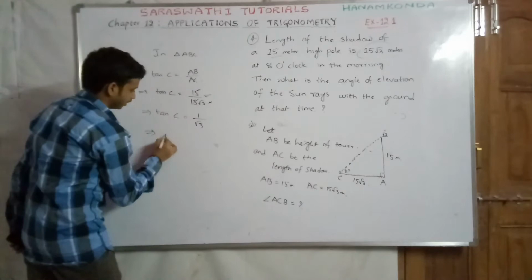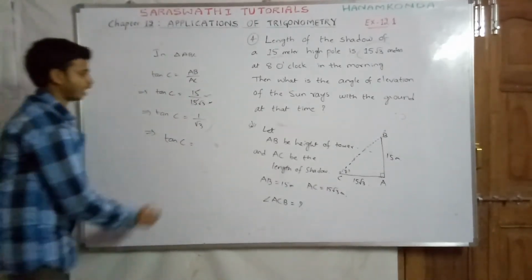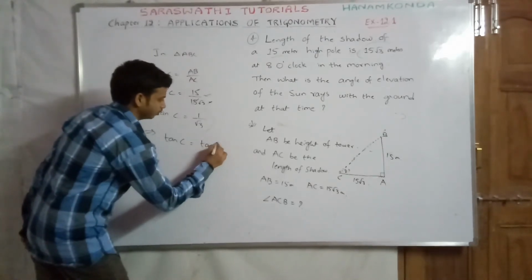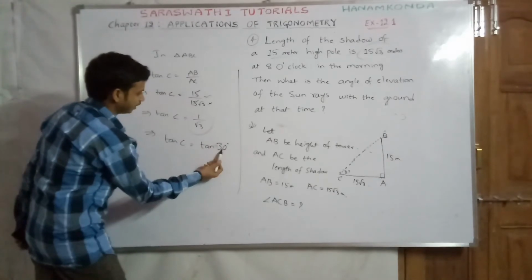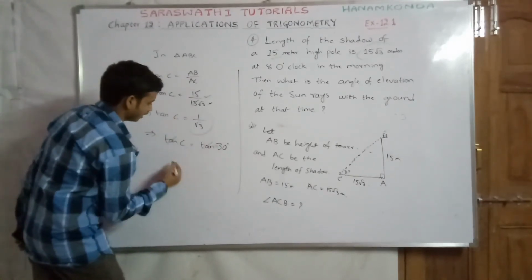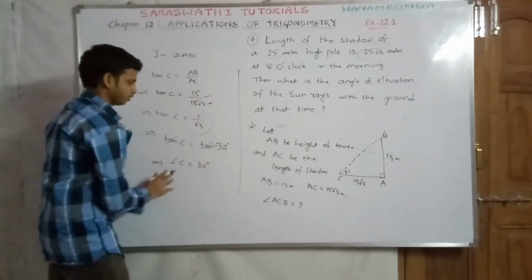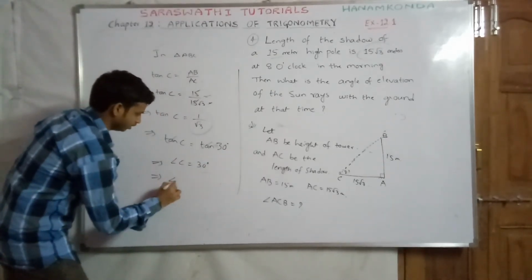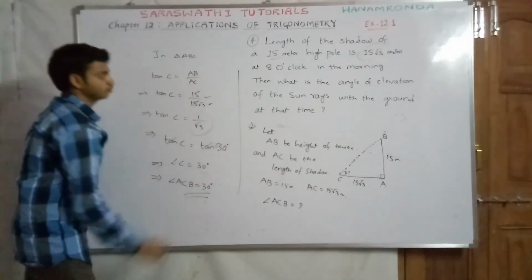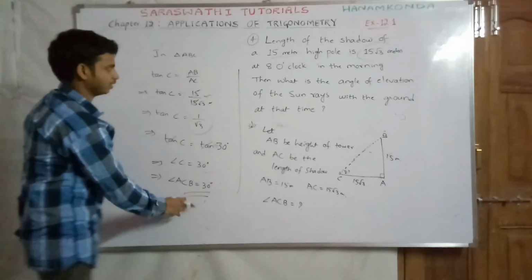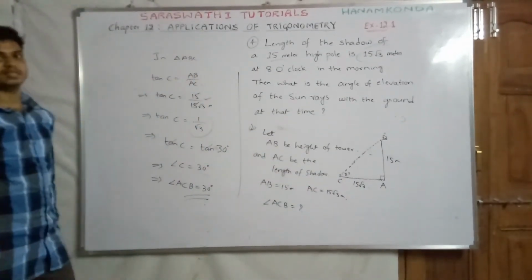So tan C equals 1 by root 3, and we know that tan 30 value is 1 by root 3. In place of 1 by root 3 we can write tan 30. Since tan gets cancelled, angle C equals 30 degrees. That implies angle ACB equals 30 degrees. Therefore, the angle of elevation of the sun rays with the ground is 30 degrees. So this is the answer.